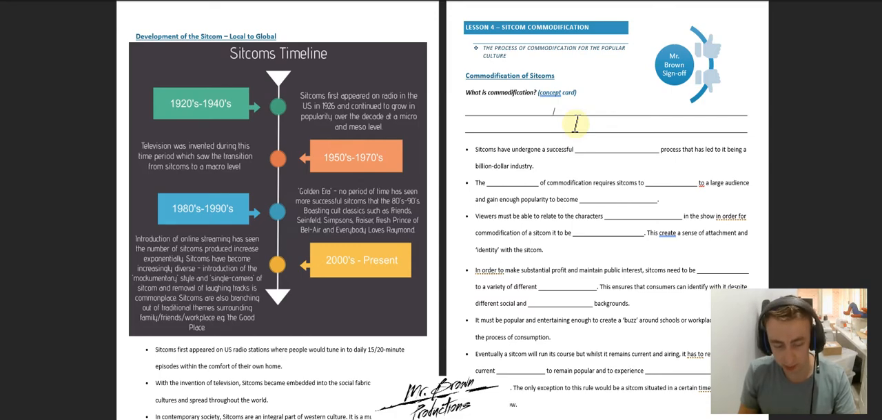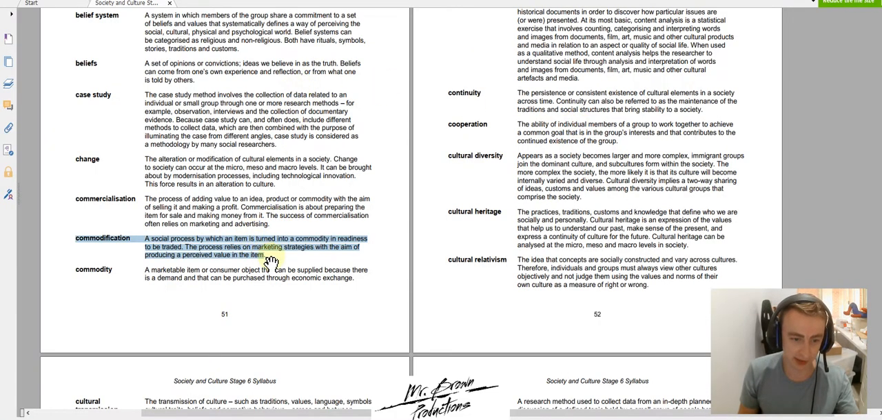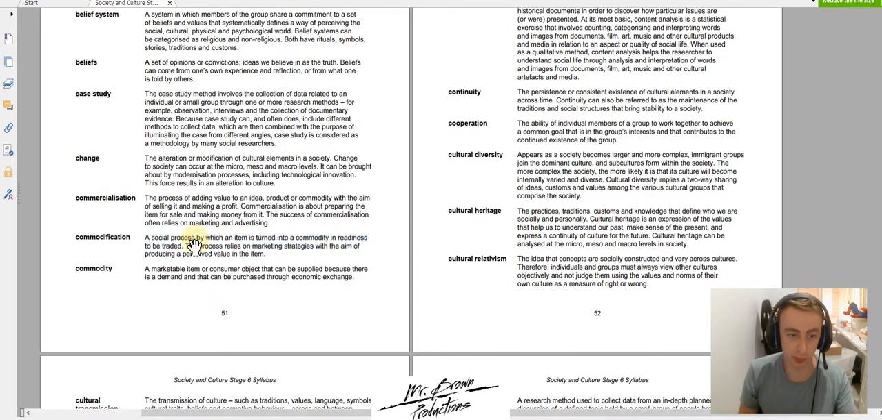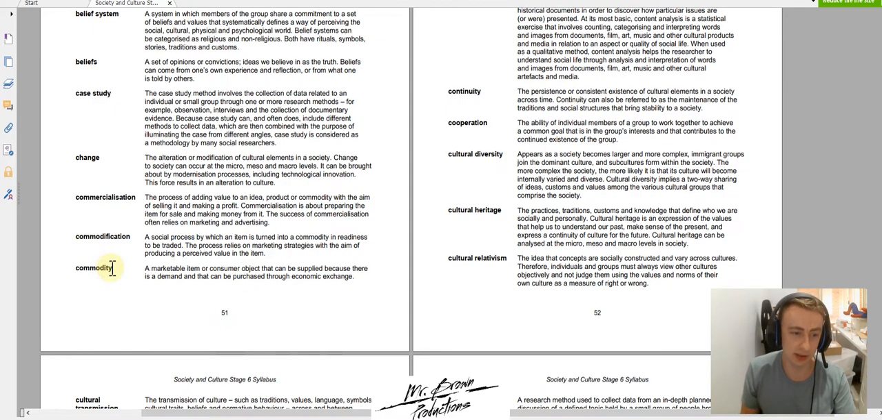Okay, now that you've unpaused me, commodification is a social process. So again, it's a process. It's not a product. Commodification is the process. Commodity is the physical product that happens as a result of commodification. So commodification is the process where something is turned into a commodity.